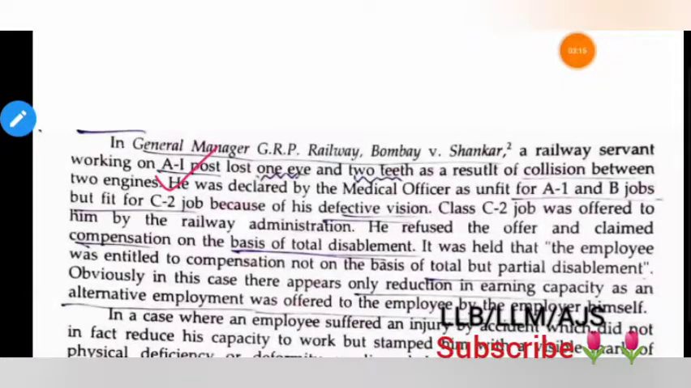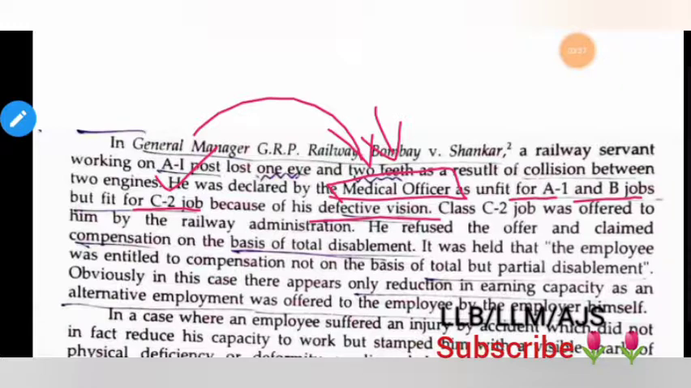He was declared by the medical officer as unfit for A1 and B jobs, but fit for C2 job because of his defective vision. Class C2 job was offered to him by the railway administration. He refused the offer and claimed compensation on the basis of total disablement. So he refused the offer of C2 job and claimed compensation on the basis of total disablement.